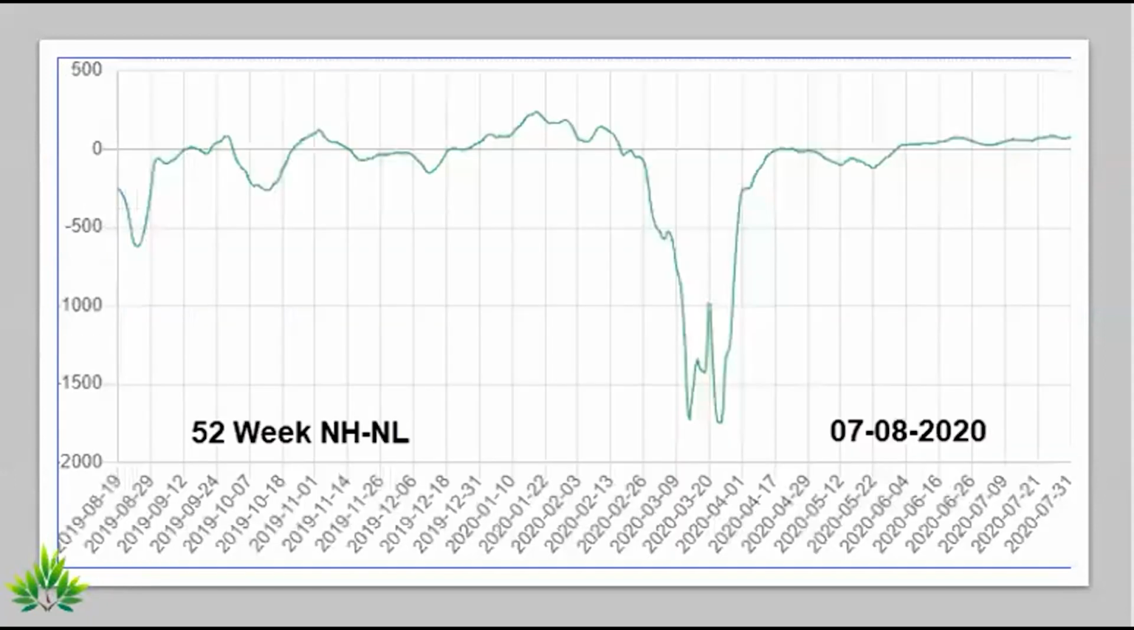Next, we look at the 52-week new high, new low. Here it has not hit any weakness. It is going straight up and supporting the current market rally. So weakness in the short periods is now getting overpowered. Bulls are returning is the message that these indicators are giving us as of now.